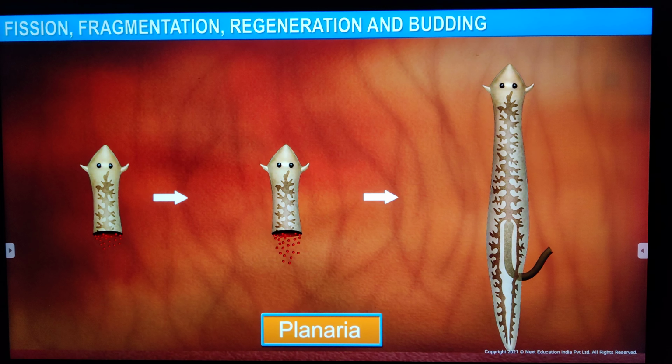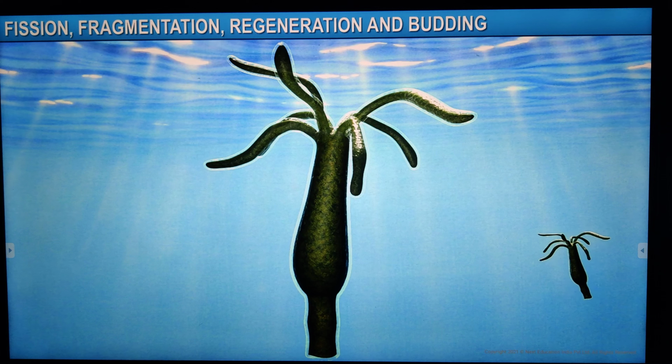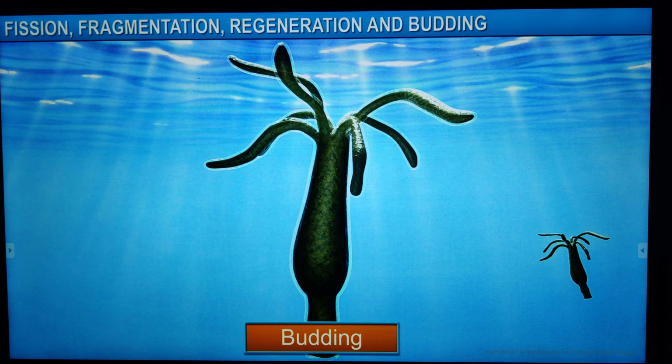What is budding? In organisms like Hydra, a bud develops as an outgrowth due to repeated cell division of regenerative cells at a specific site. This process is called budding. These buds detach from the parent Hydra and develop into an independent individual.